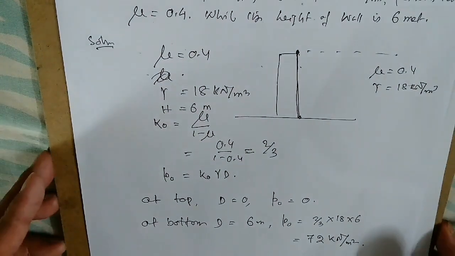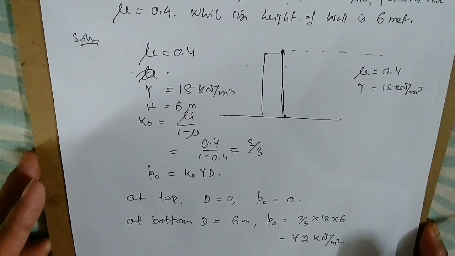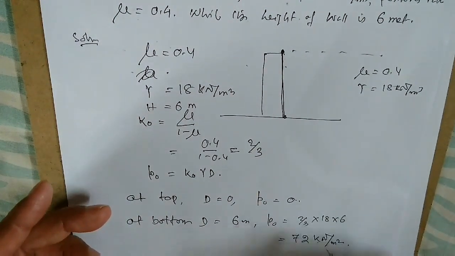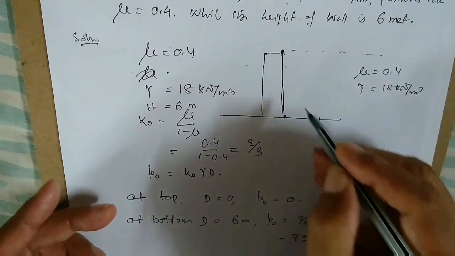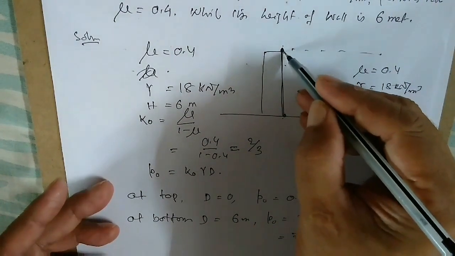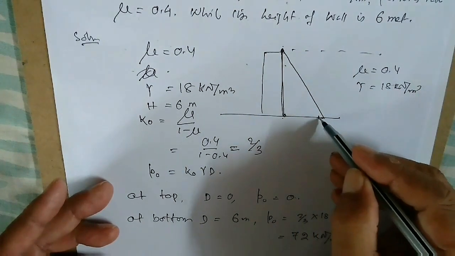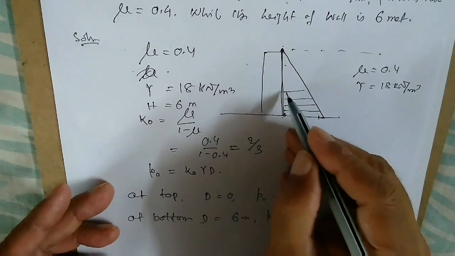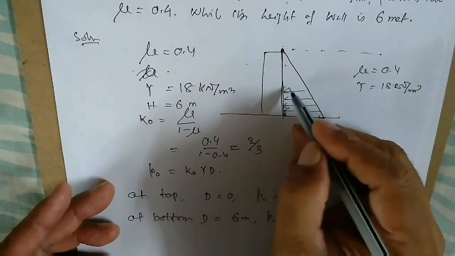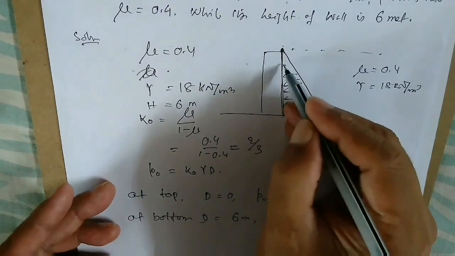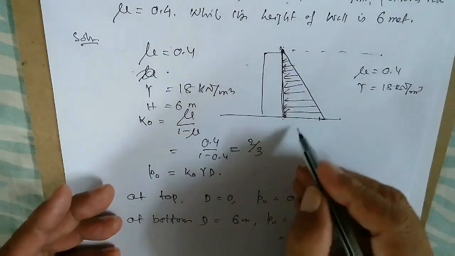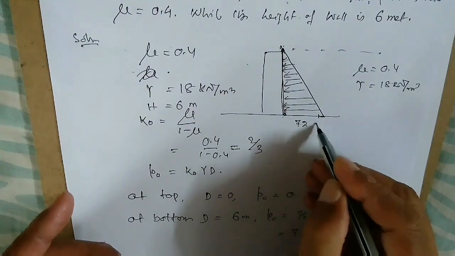Now, if you intend to draw the distribution diagram, the data is ready. At top it is 0, at bottom it is 72, and it varies linearly, so we can join them with a linear diagram. And now this is the stress distribution diagram. It is 0 at the top and 72 kilonewton per meter square at the bottom.